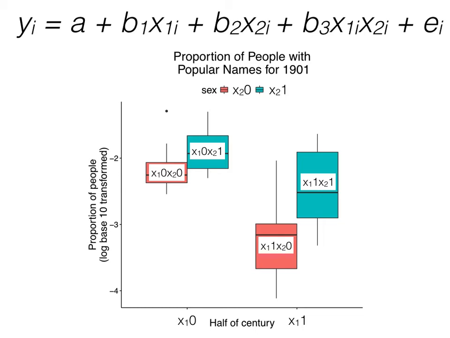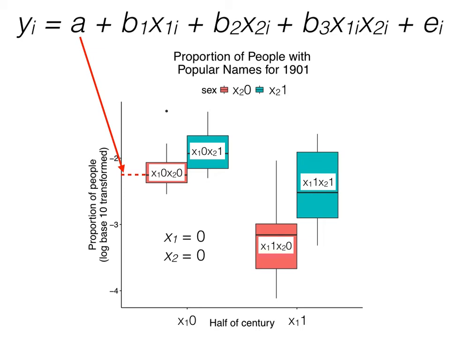Okay, now, connecting the pieces of our equation to the figure is actually in some ways easier than our model without the interaction. Our intercept, a, is equal to the value of y when both x variables are set to 0. So, it is the mean of our first box. See how both x1 and x2 are set to 0 here.